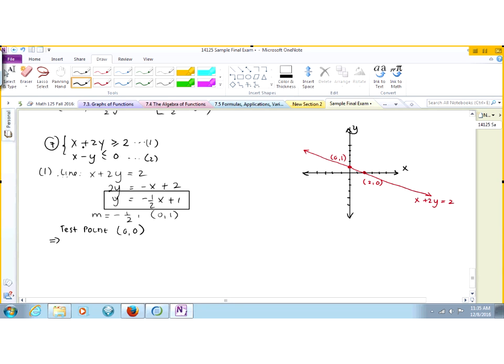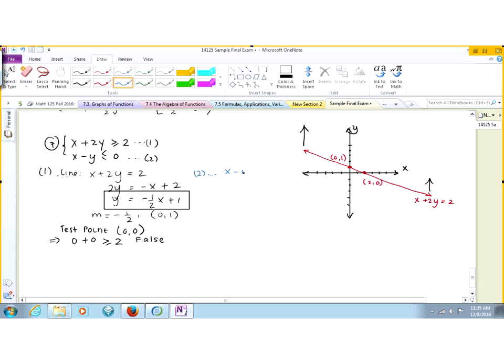So solid. So 0, 0. Is it true or false? So when you substitute here, 0 plus 0 is greater than or equal to 2. True or false? False. So which area do I choose? Above. Yes. This is the area that I want.